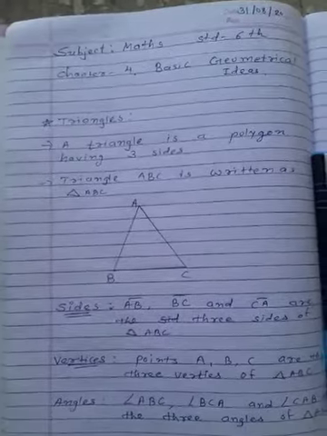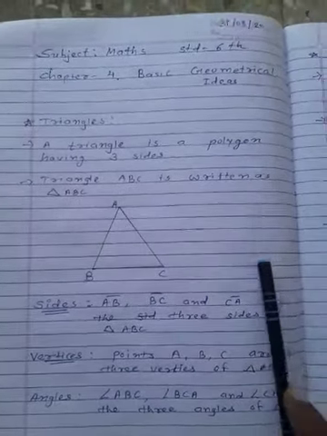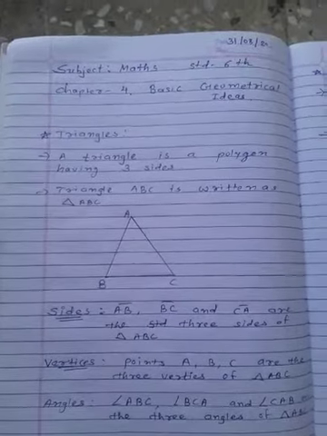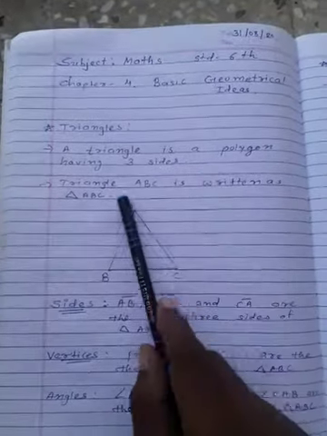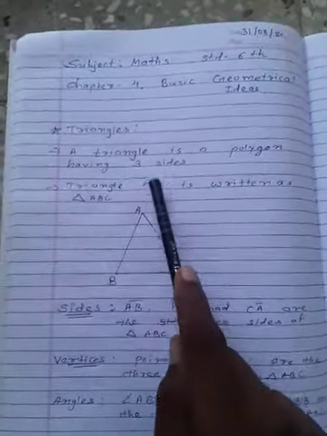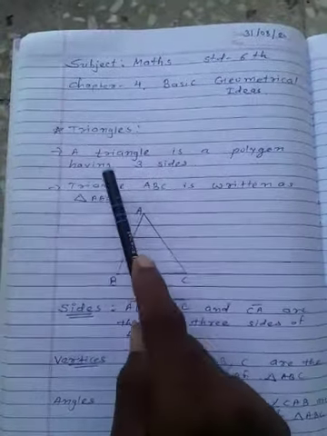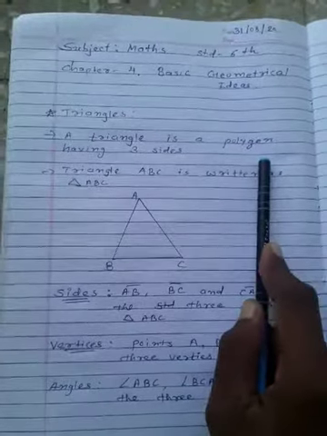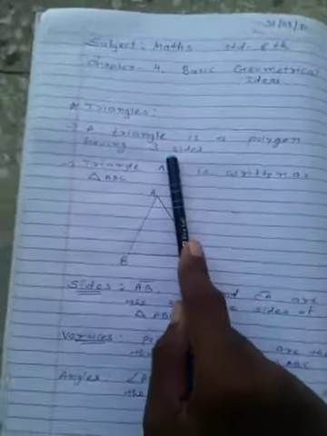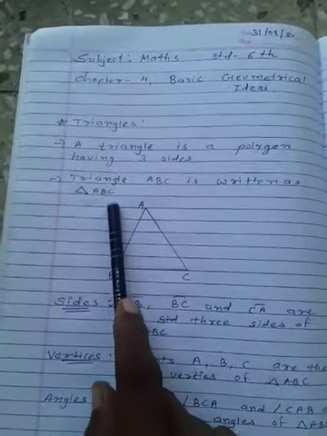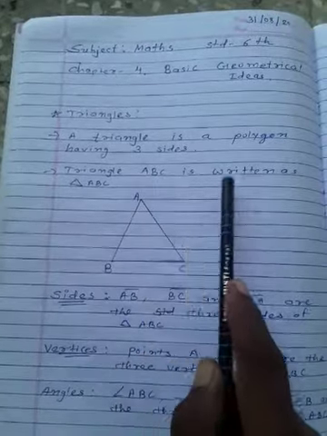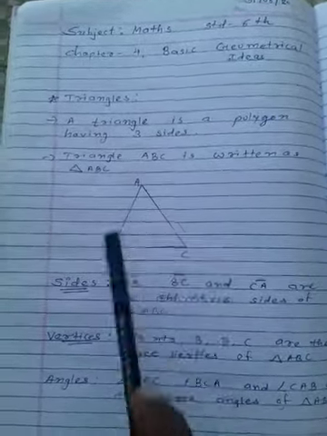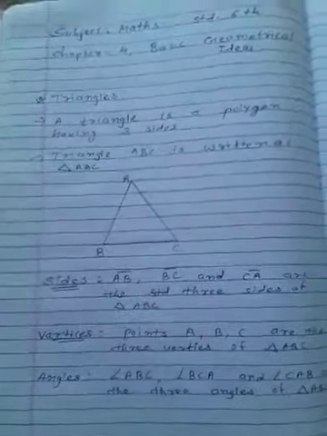We have already learned up to exercise 4.3. Here we have to learn about triangles. A triangle is a polygon having three sides. Triangle ABC is written as triangle ABC. See here, figure ABC, triangle ABC.